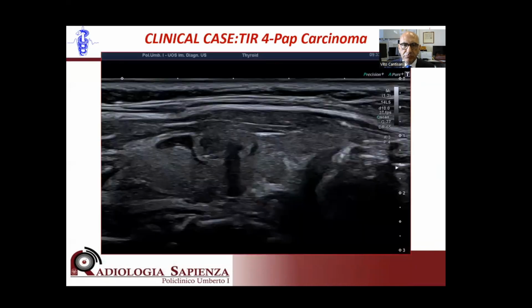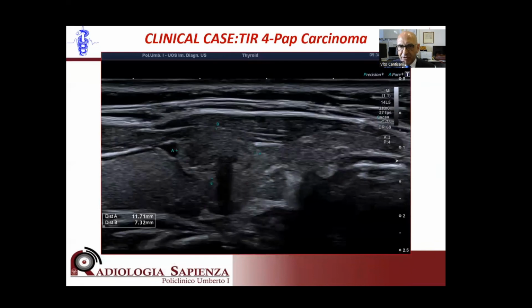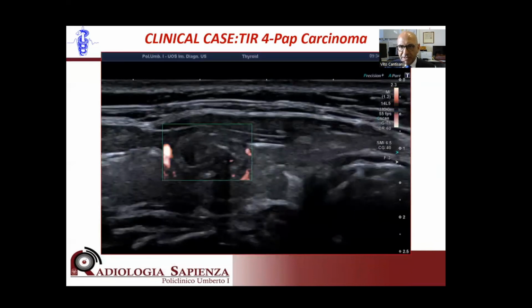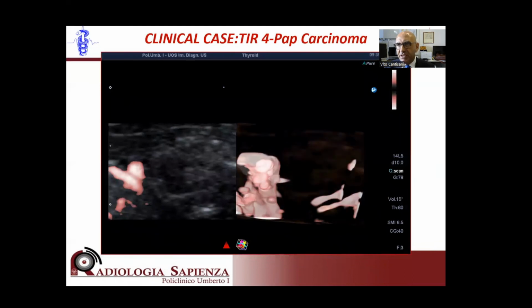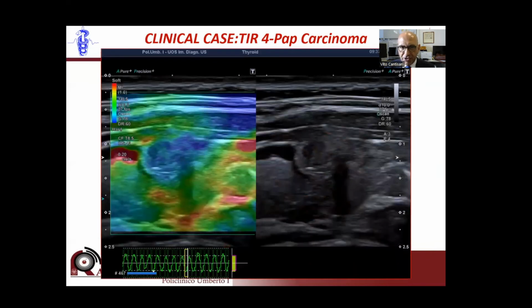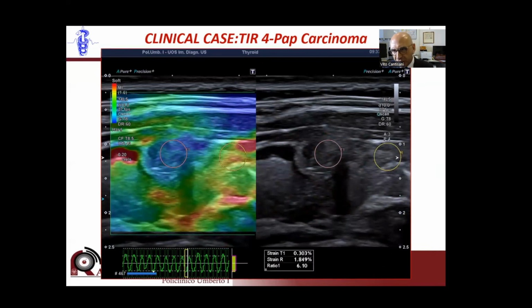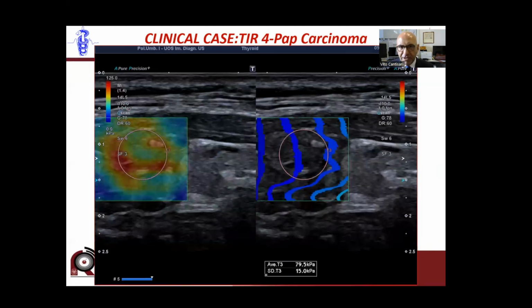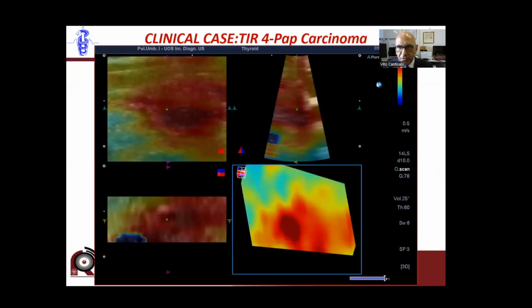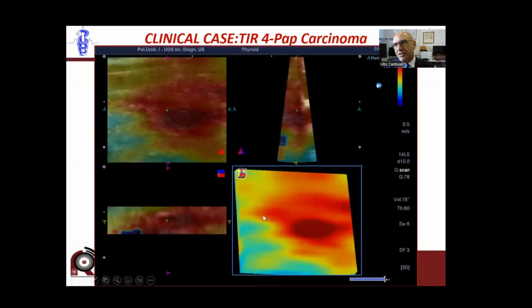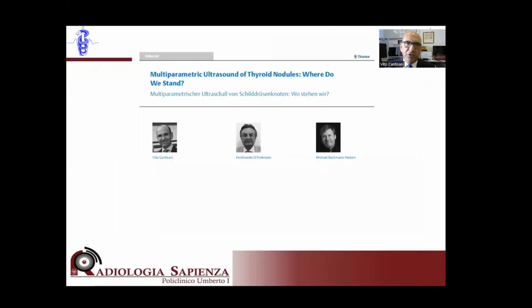Another case that was not completely worrisome at baseline ultrasound. Color Doppler does not show typical and significant or asymmetric vascularization, but at strain elastography, the lesion appears stiff, confirmed at the strain ratio, confirmed at shear wave, also using 3D multiplanar reformation that can also help you to better identify the irregularity of the margin, and this was a proven papillary carcinoma.